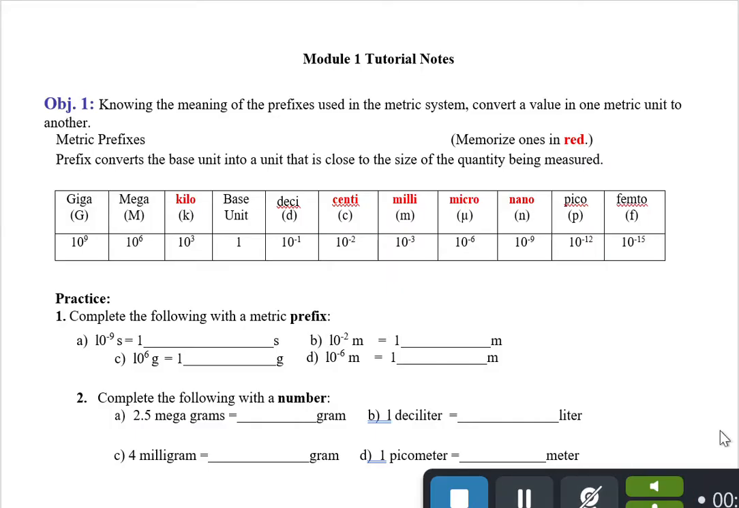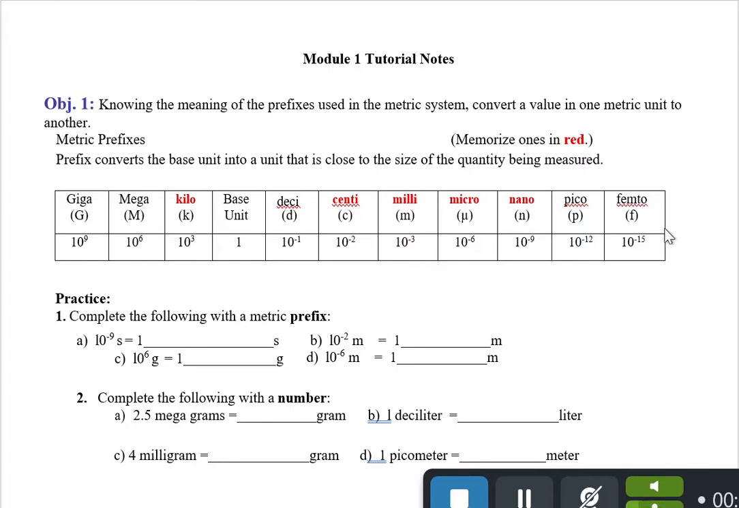Welcome to a quick tutorial on the different things in Module 1. Let's dive right into this. Our first objective in Module 1 is to know the meaning of the prefixes used in the metric system. We'll be using exclusively the metric system in our chemistry class.